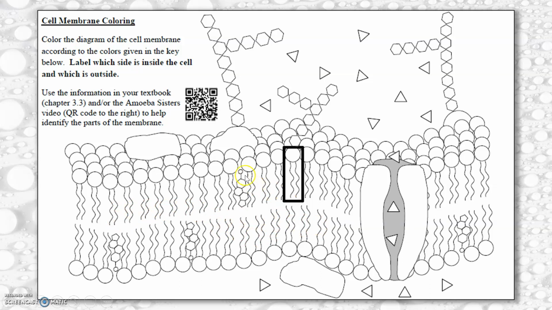Embedded in that membrane are some of these little molecules here. They have a bunch of hexagons and pentagons all attached. Those are molecules of cholesterol. They are found on the interior portion of the cell membrane, and they are a type of lipid. So they're hydrophobic and they stay associated with those tails of the phospholipids.